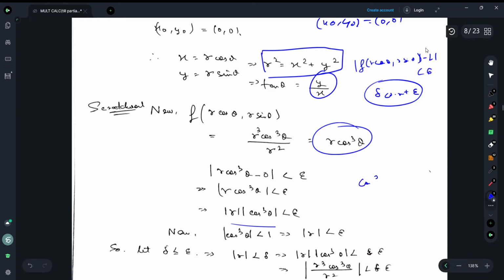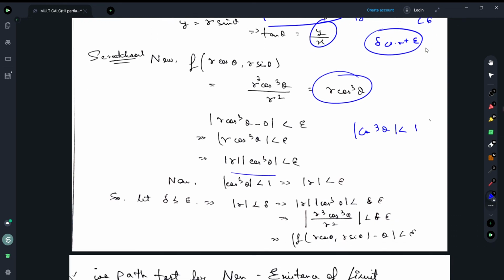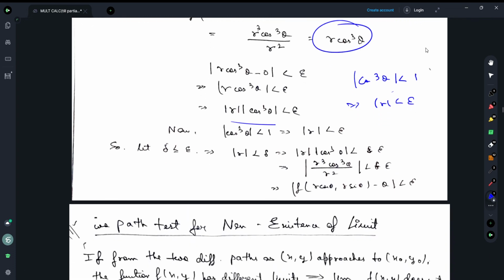Now we know mod of cos cube theta is less than or equal to 1 always. So if we put this here, we can say that mod of r is coming out to be less than epsilon. So what we can do is take delta to be less than epsilon. So if delta is less than epsilon, then mod of r is less than delta, which means mod of r times mod of cos cube theta is less than delta, since mod of cos cube theta is less than 1.